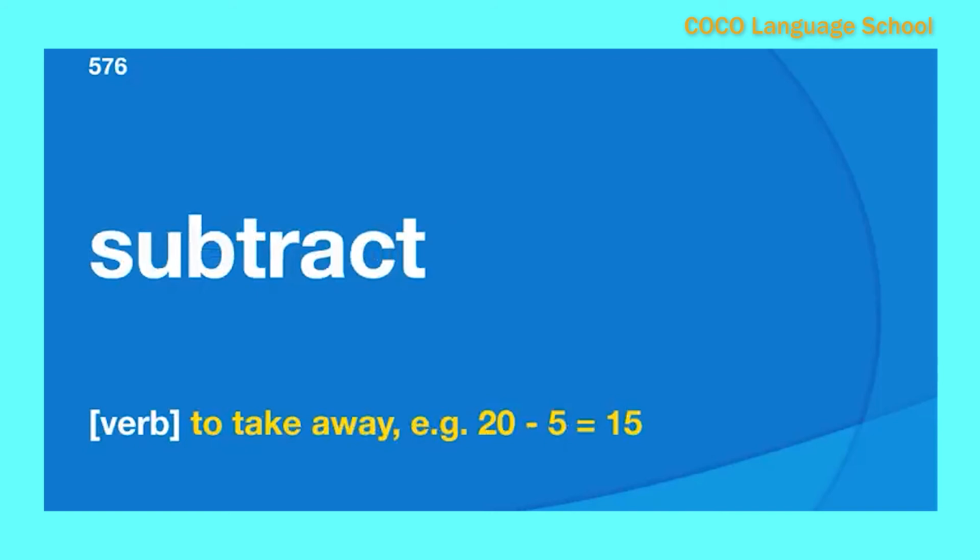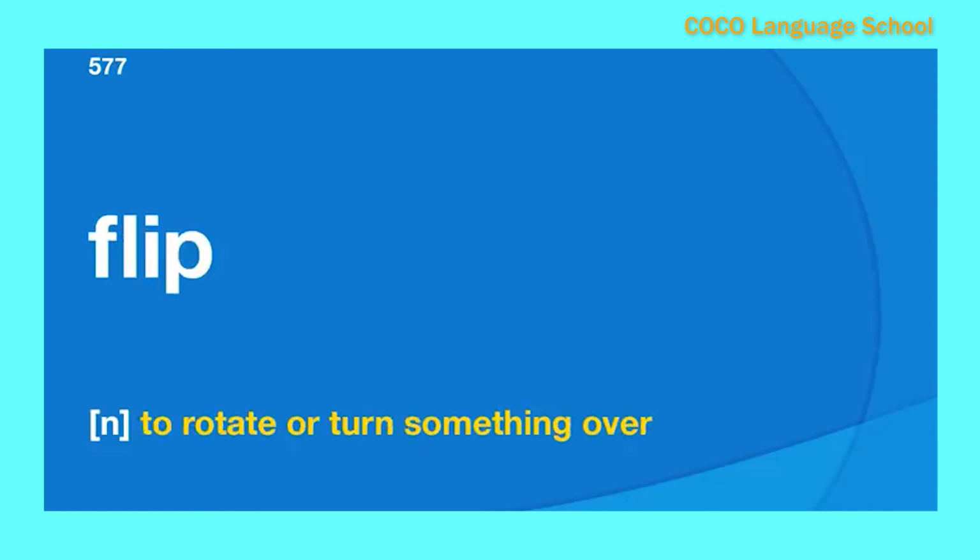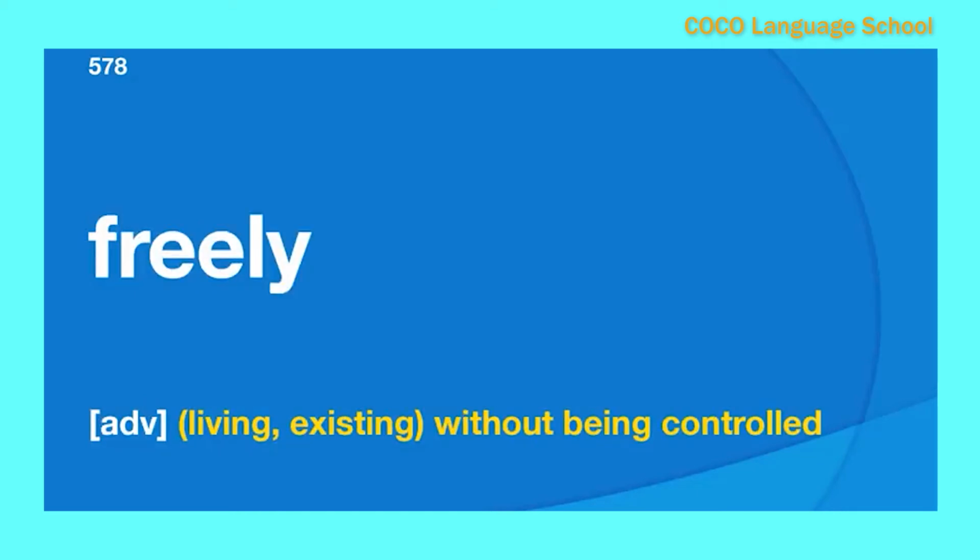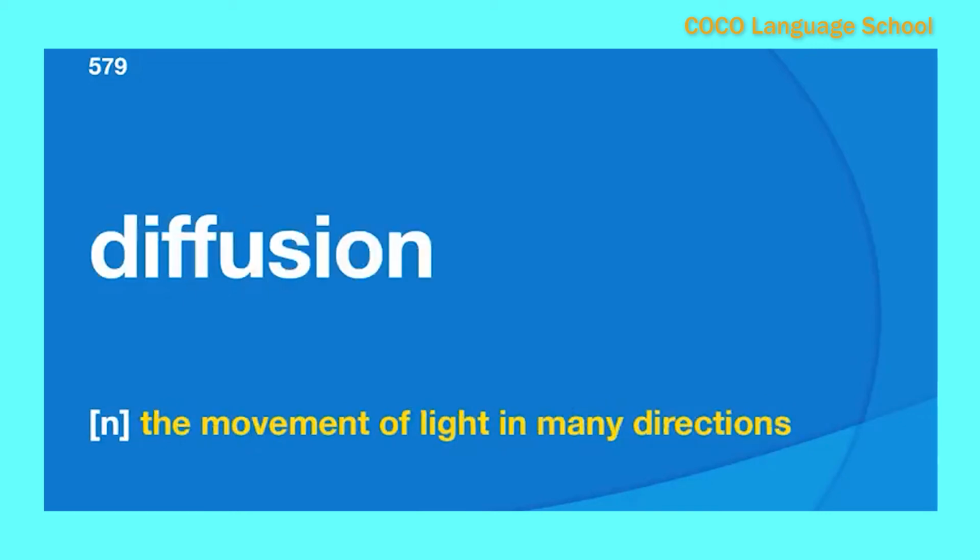To take away, for example 20 to 5 equals 15. Subtract. To rotate or turn something over. Flip. Without being controlled. Freely. The movement of light in many directions. Diffusion.